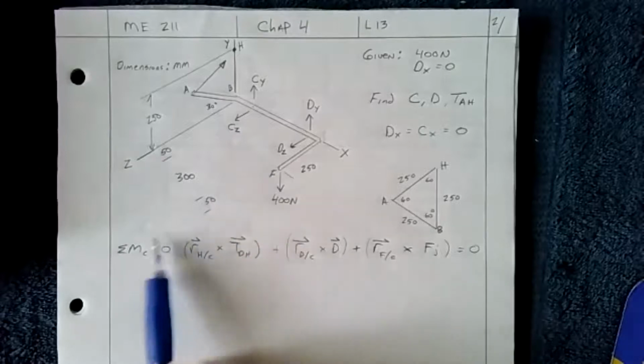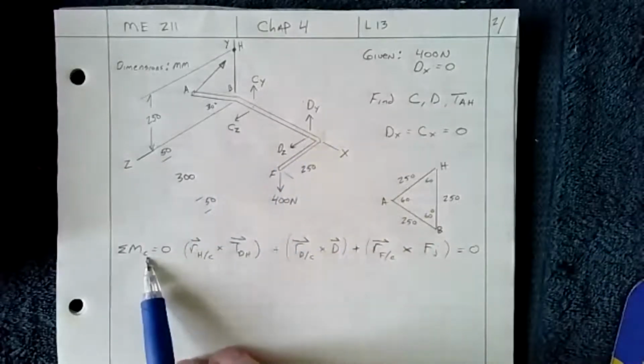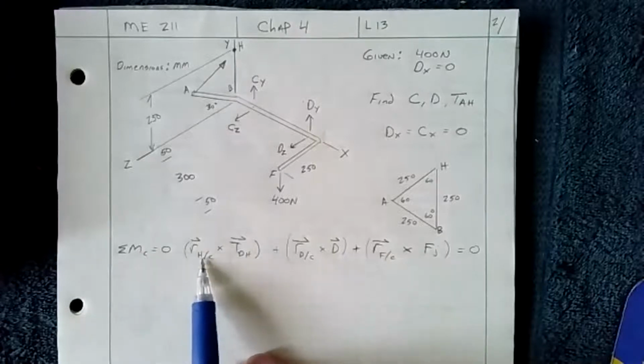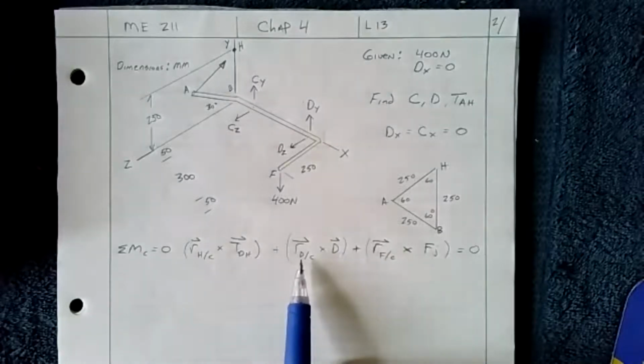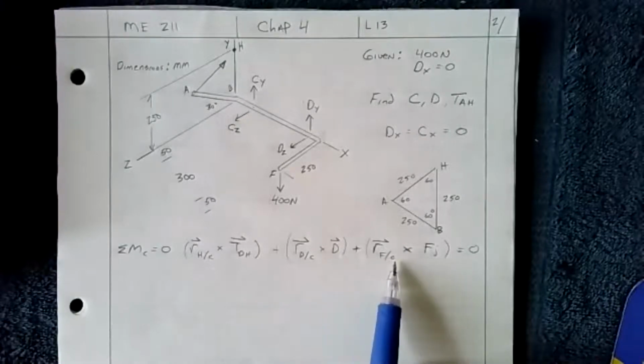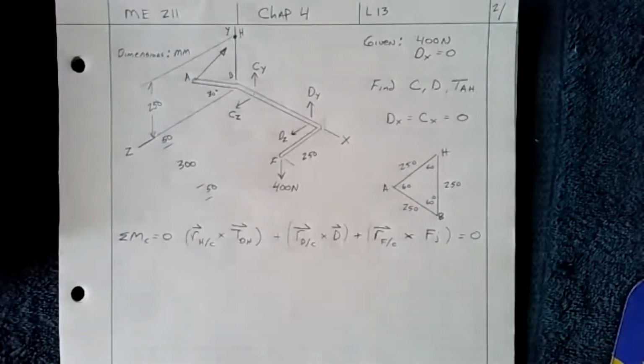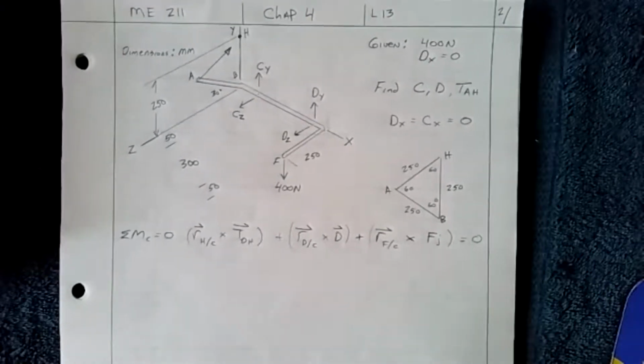I chose to take the moments about C. You could have done the same thing about D, in which case this would have been H relative to D, this would have been C relative to D, and then F relative to D. But we chose C. So live on the edge, do it the other way if you desire. Either way will work out fine.